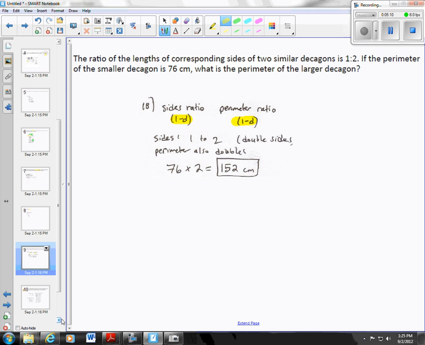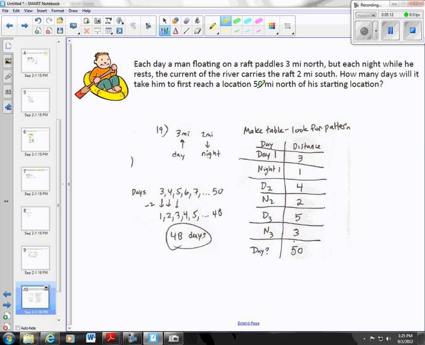All right, now the next question. We have a man floating on a raft. He goes 2 miles north, but at night he rests and he goes 2 miles south. We want to know how long will it take to get 50 miles north of where he started.